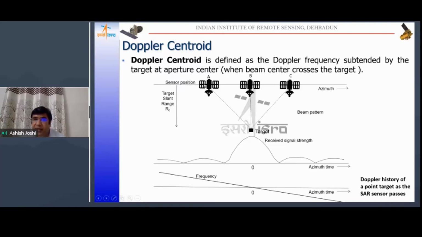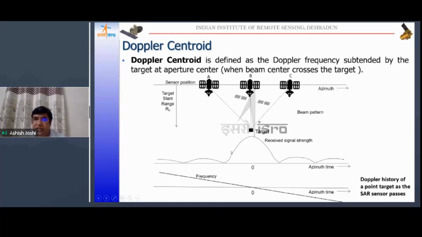During the synthetic aperture formation, as the radar is passing from here to here, what is the frequency at this location, that is, at the aperture center? So this is the aperture, forming the synthetic aperture. Then, what is the frequency at the aperture center? It is called the Doppler centroid.